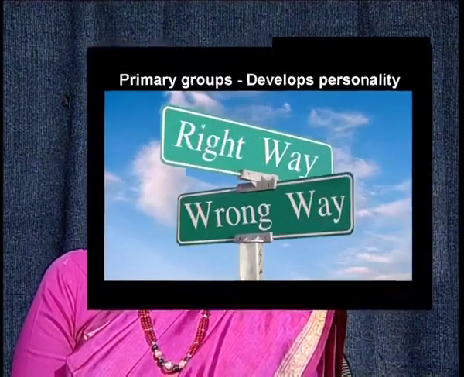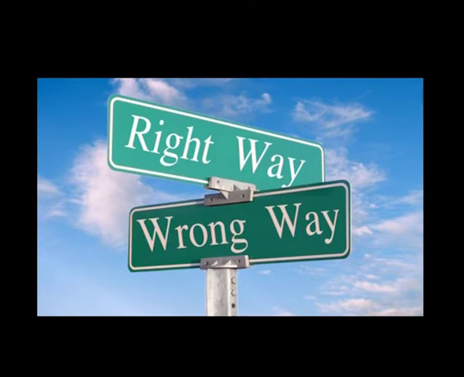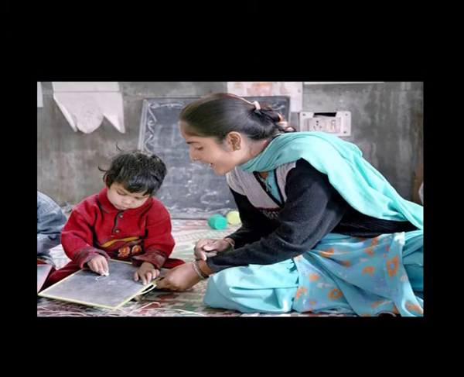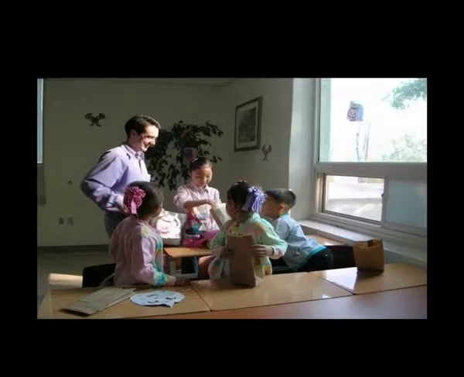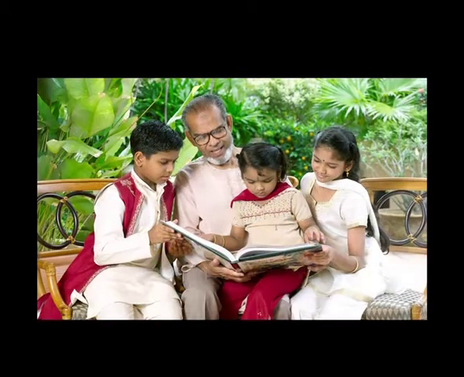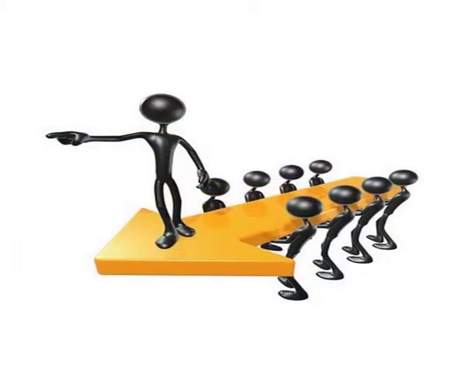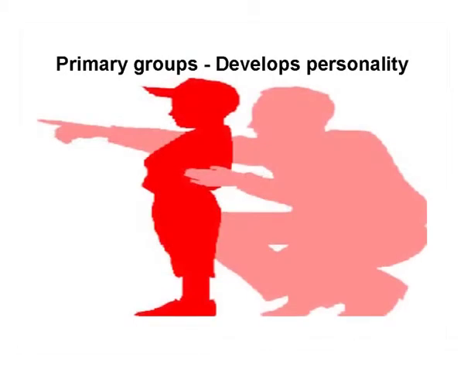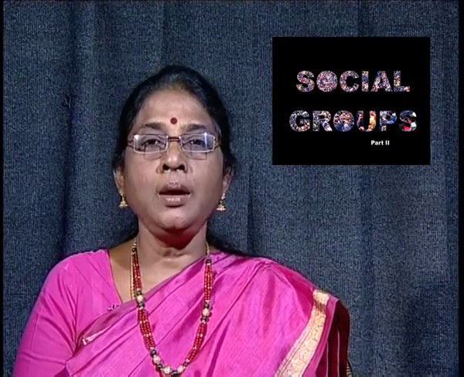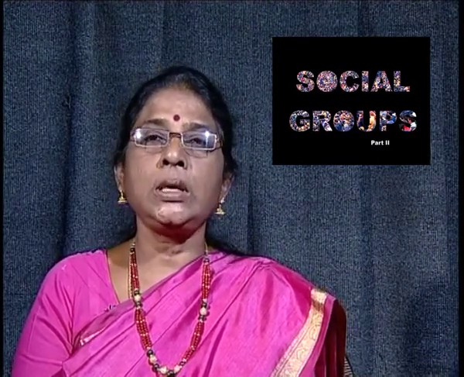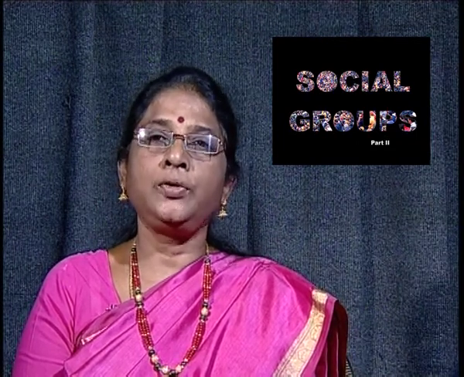Secondly, primary groups mold the personality of the individual members by teaching right and wrong and also other values like love, liberty, justice, cooperation and truthfulness. Hence, primary groups help in the development of personality. In this respect, it is not only the family, but also the school and religious institutions that help in the formation of the personality of the individual as primary groups.